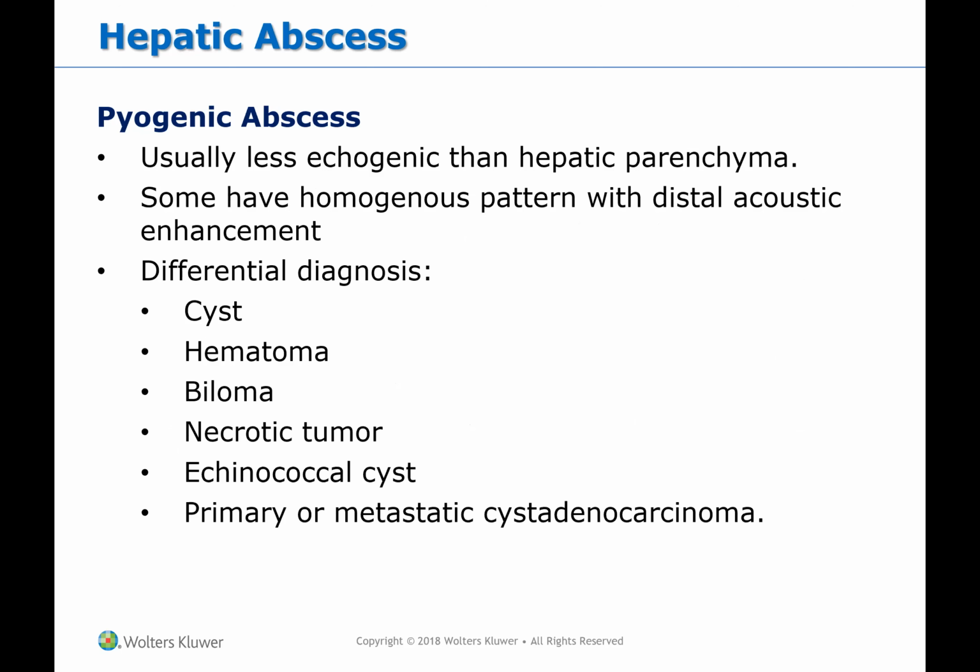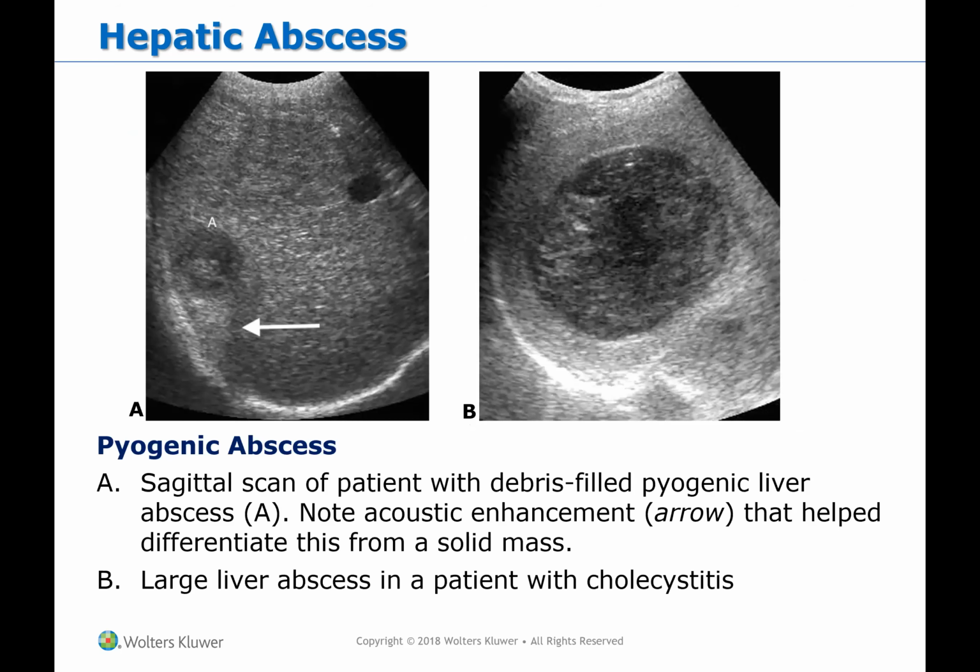I think the only way that you can really know is by a biopsy, though. But look at this one. It just doesn't look good, you know? So this is a sagittal scan of a patient with a debris-filled pyogenic liver abscess. Note the acoustic enhancement that helps differentiate this from a solid mass. So always look for that brightness underneath.